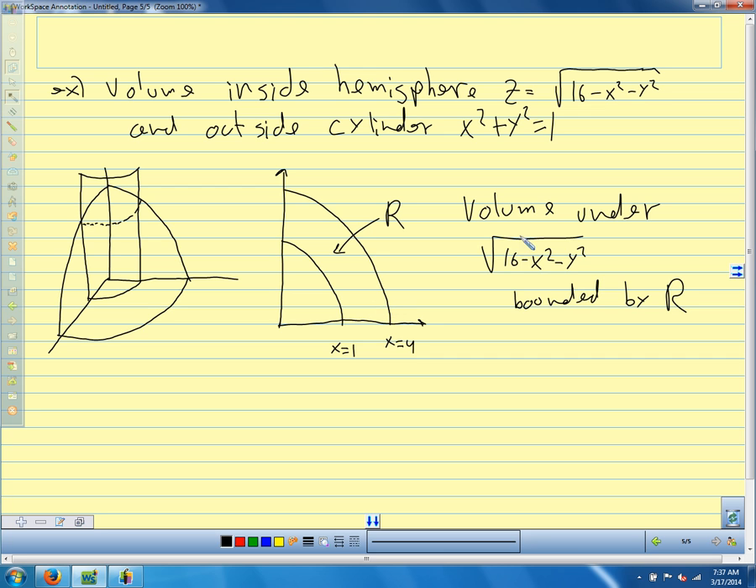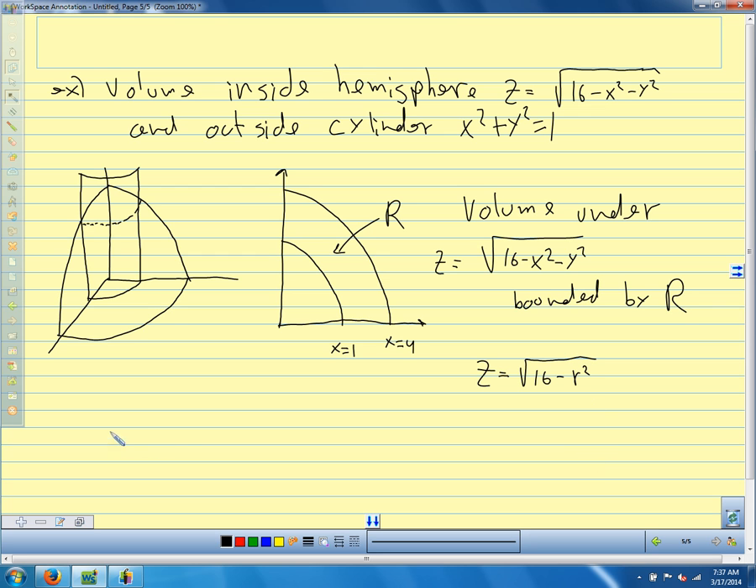So in polar coordinates, how would I write my function z? z equals the square root of 16, I'm going to write this in polar coordinates, minus x squared minus y squared. x squared plus y squared is what in polar coordinates? r squared. So this is going to be the square root of 16 minus r squared.